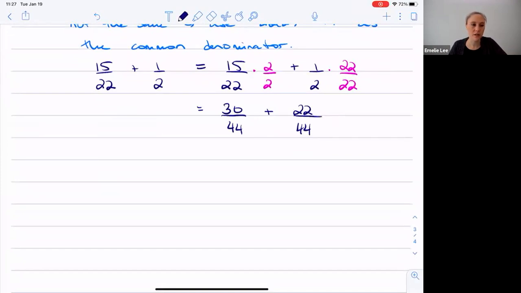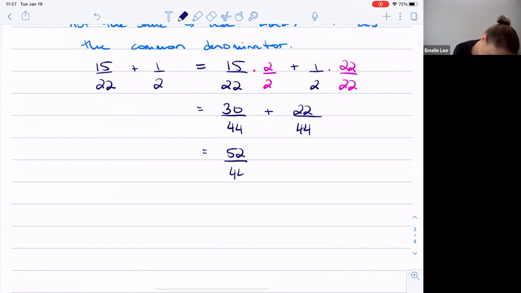All right, so now I have this common denominator, so now I can combine these, right? And I combine these by adding the numerators over the common denominator. So this becomes 52 over 44. Good.